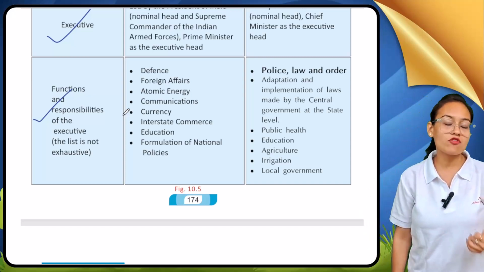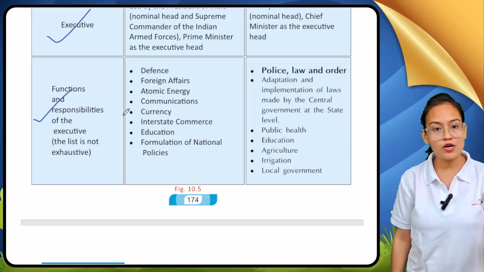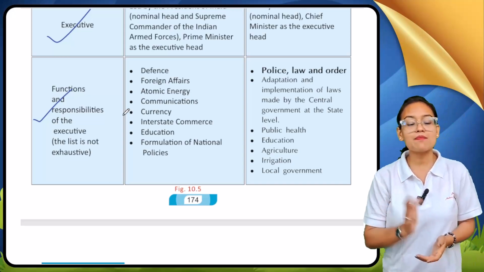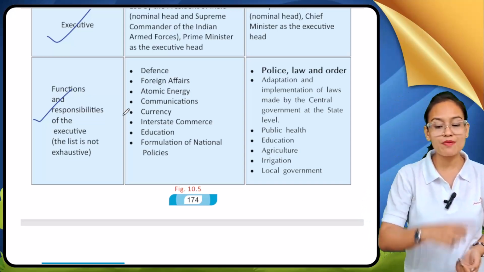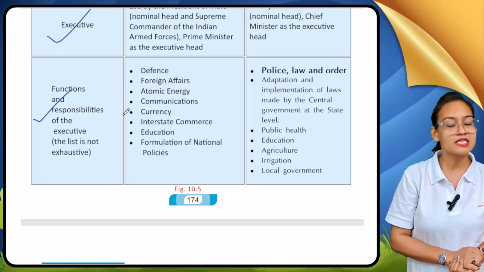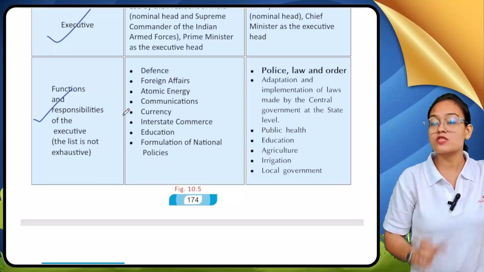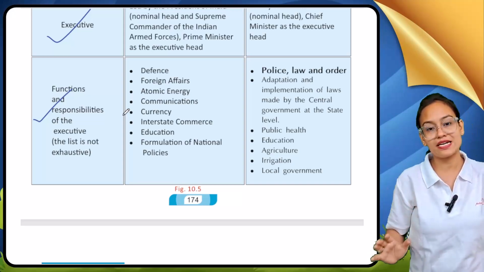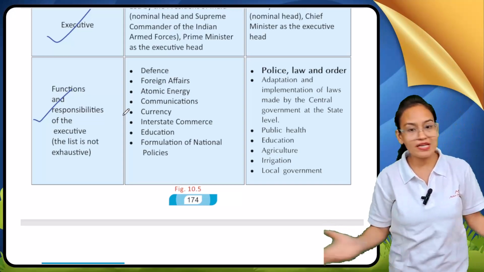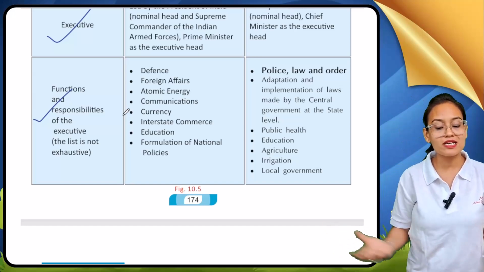First of all, they are fully responsible for maintaining police, law and order in the state, and for adaptation and implementation of laws made by the central government at the state level. See, if the state government makes any law, then the state government is responsible for implementing that law in their state. Also public health, education, agriculture, irrigation, and local government.